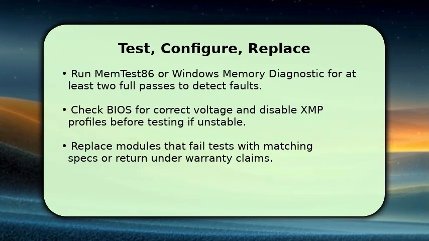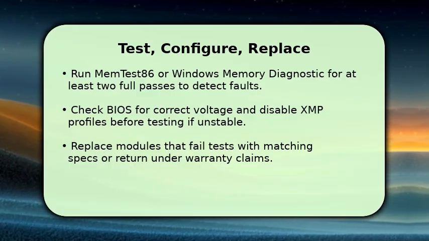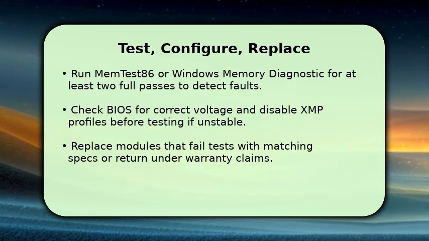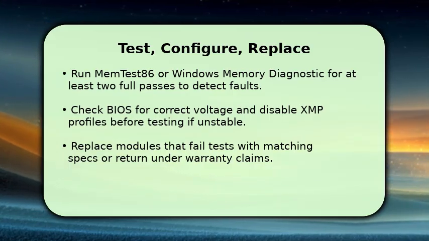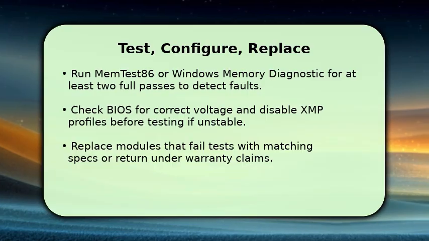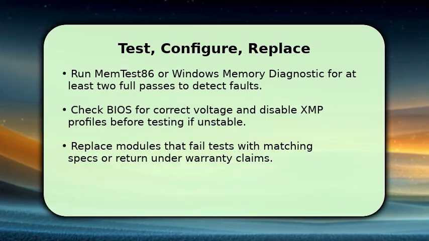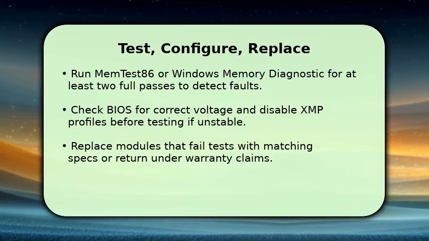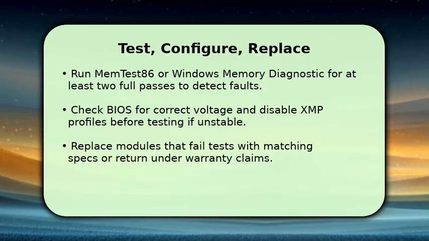Enter BIOS and verify memory voltage and timings. Disable XMP or manual overclocking and set default JEDEC timings if instability persists. If a module fails testing, replace it with a matching spec stick, same DDR generation, voltage, and similar density, or file an RMA with the vendor if under warranty.